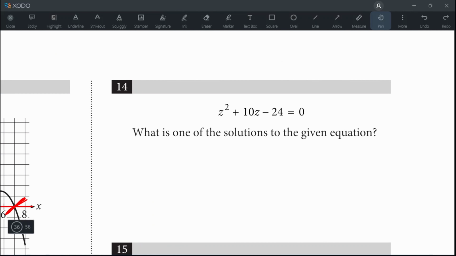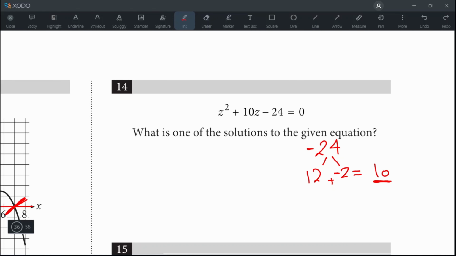Question 14. What is one of the solutions to the given equation? So we can do that using factoring. First, we need to find two values that have a product of negative 24 and a sum of 10. Two values that have a product of negative 24 and a sum of 10 will turn out to be a positive 12 and a negative 2. 12 multiplied by negative 2 is equal to negative 24, and if we add them up, we'll get a positive 10.